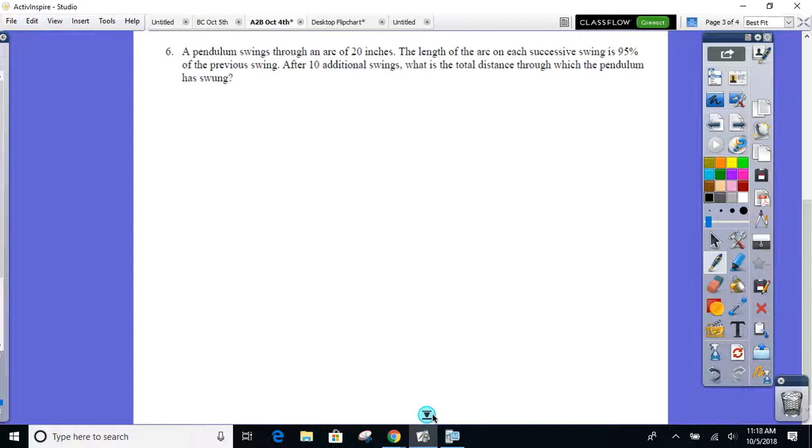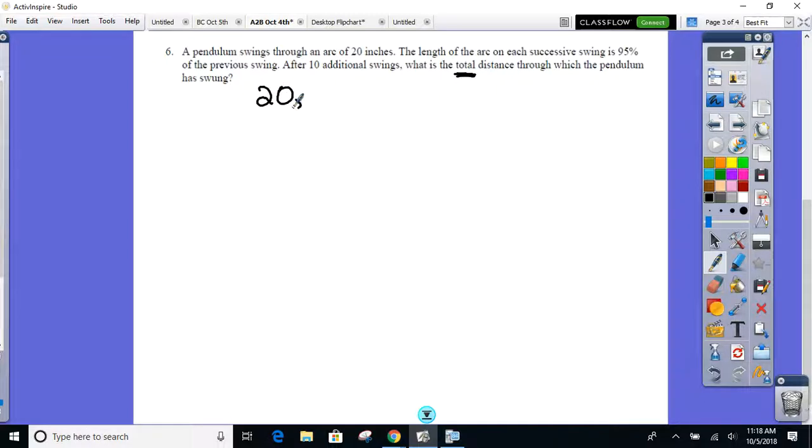Read through it here. Swings through an arc of 20 inches. The next swing is going to be 95% of the previous. After 10 swings, hey, take a look. What is the total distance? I'm not looking for how far it went on the 10th swing. I'm looking for total distance now. So that's going to be sum. Can you guys get a couple terms for me? What's my first term in this sequence if I'm going to write a couple terms out? 20 for the first one, yep.